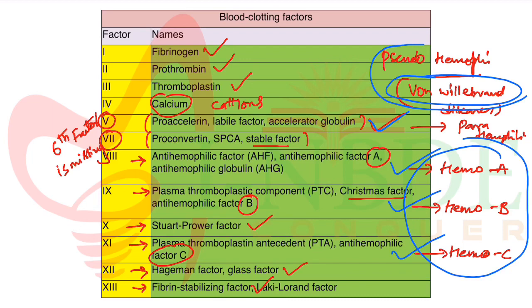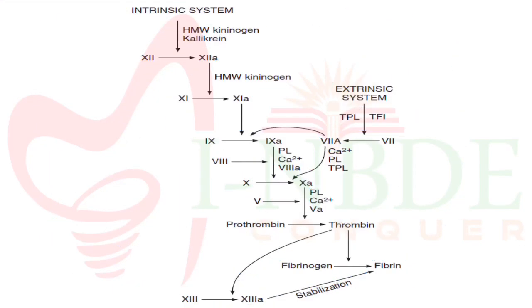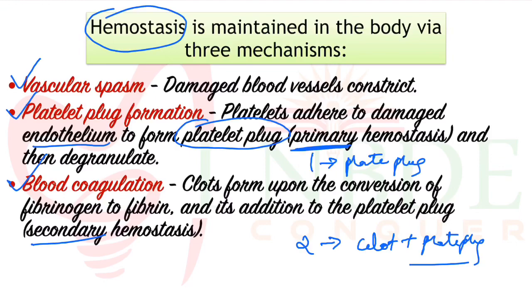Clear. And make an important note that the most common genetic bleeding disorder is not hemophilia, it is von Willebrand disease. The most common genetic bleeding disorder is von Willebrand disease. That's a very, very important point that you have to make a note of.